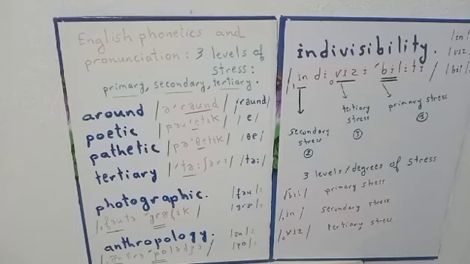Let's move on to the second list. We have one word, and this is a specific word. It's a polysyllabic word, and within this word we are going to locate the three levels of stress in one word: primary stress, secondary stress, and tertiary stress. So let's tackle this word, indivisibility. We can also say indivisibility, but I would prefer to say indivisibility. So this word is a polysyllabic word. It has got seven syllables.